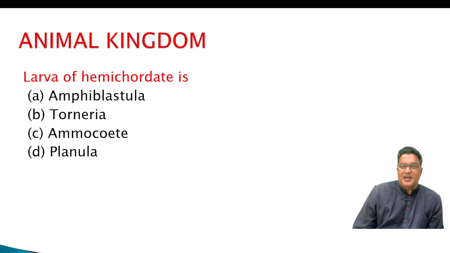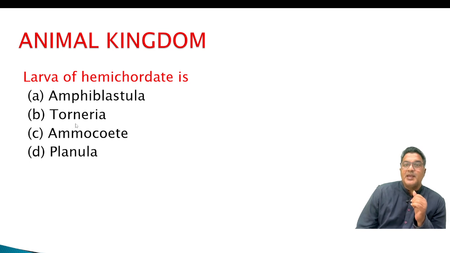Larva of Hemichordata: at present, not in NCERT. Parenchymula and Amphiblastula are the larvae of phylum Porifera. Ammocoete is from Cyclostomata, Petromyzon. Planula is from phylum Platyhelminthes, free living platyhelminths. Tornaria is the larval form of Hemichordata.